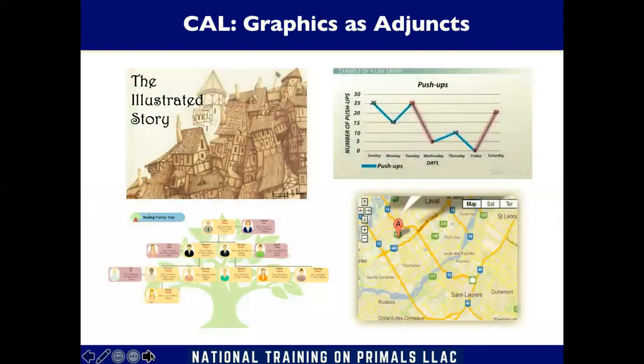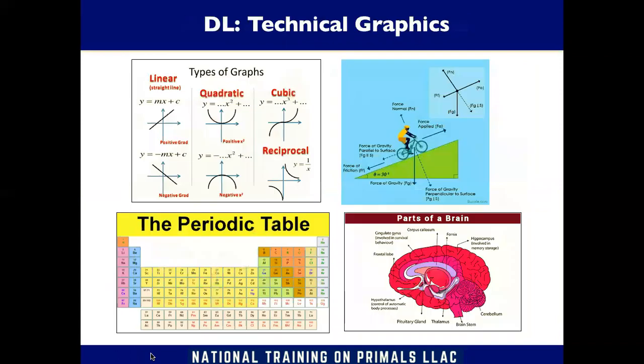For example, in many CAL texts, you can have the text illustrated in many different ways. You can use illustrations, photographs, diagrams, various types of graphs, maps, and charts. These are used to enhance the understanding of prose. Whereas in DL, many of the graphics are technical illustrations. They are more precise and in most cases integral to the text itself.